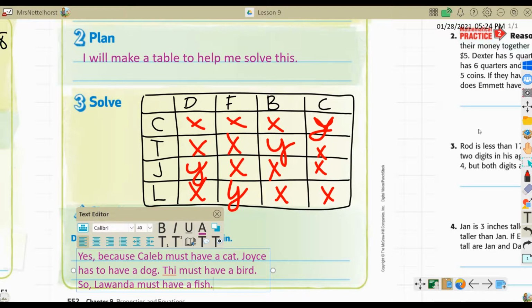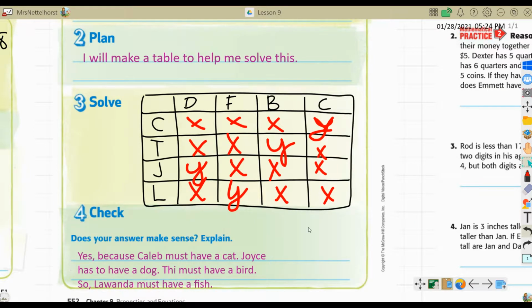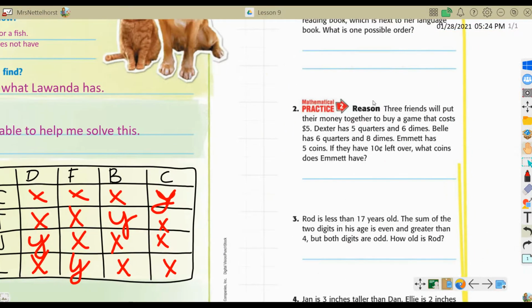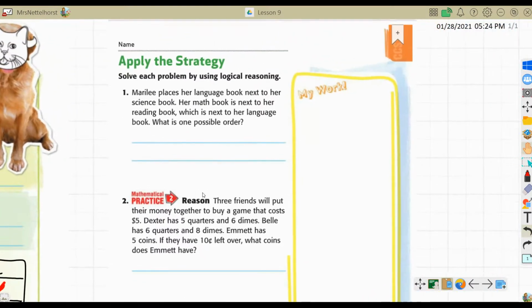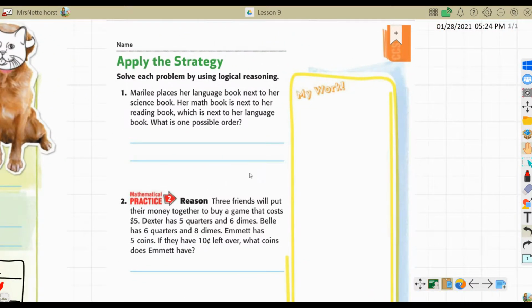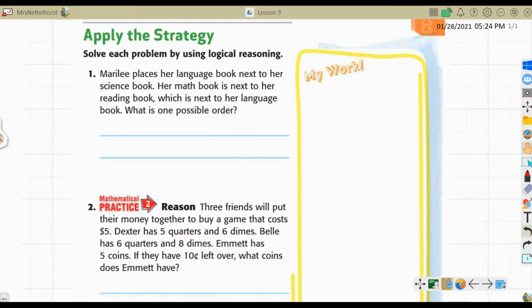Okay, let's go on to the third page. Let me lock this in and move on to the third page. All right, so Marley places her language book next to her science book. Her math book is next to her reading book, which is next to her language book. What is one possible order?